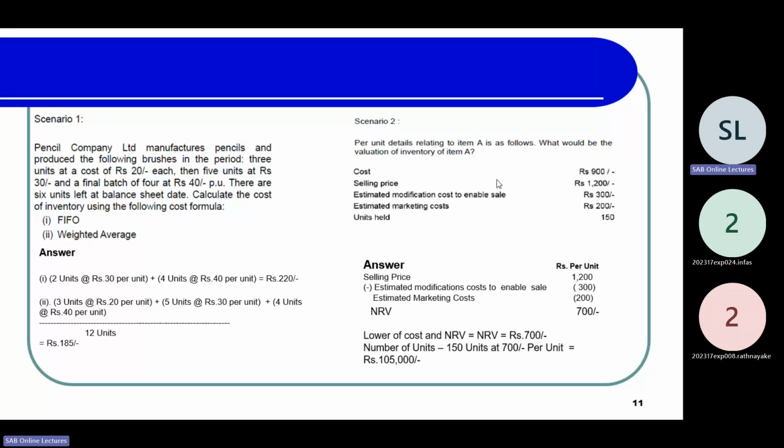That is net realizable value, and this is more applicable to SMEs and other entities. So the cost model is 900. The net realizable value formula is selling price minus estimated completion cost and estimated marketing costs. Cost is 900, NRV is 700. So we should take the lower one, and that's why we take 700.